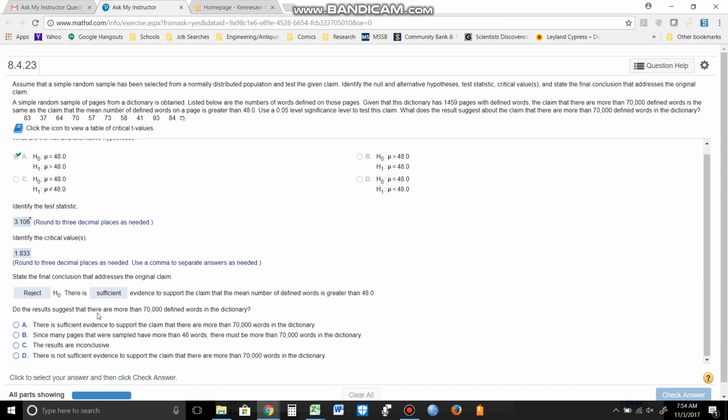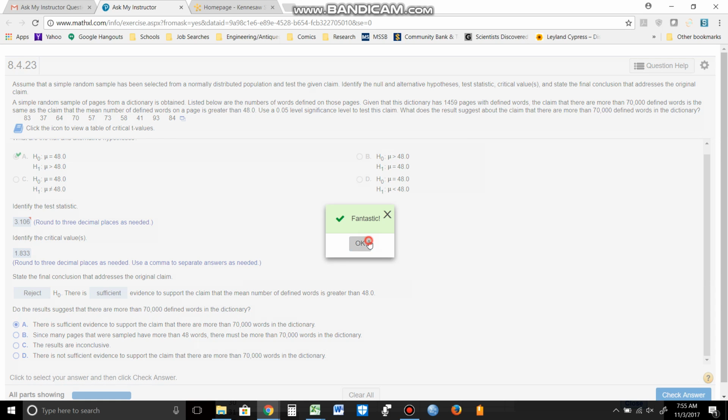Do the results suggest that there are more than 70,000 defined words in the dictionary? Well, I would say that it would, because we established in the problem that more than 70,000 defined words is the same as the claim that the mean number of defined words on a page is greater than 48. So we've already established a correlation between these two things. Therefore, I would say that there is sufficient evidence to support the claim.